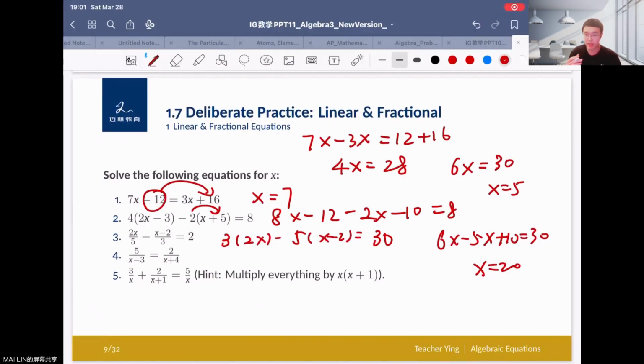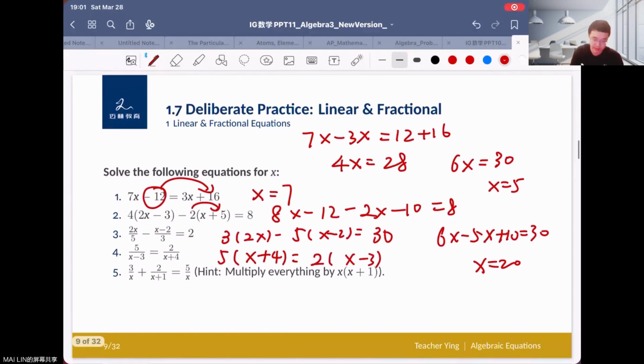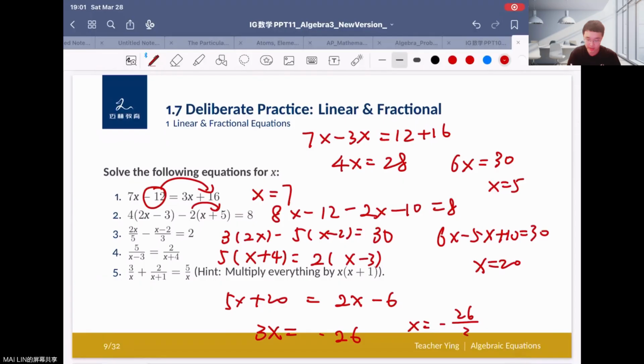And for the fourth problem, you can first multiply by x minus 3 and x plus 4 on both sides. Then it becomes 5 times (x plus 4) equals 2 times (x minus 3). Okay. Now you can expand the brackets. 5x plus 20 equals 2x minus 6, right? And you can move x to one side and the constant numbers to the other side. So it's 3x equals negative 26. So it's x equals negative 26 over 3, okay? That is the fourth problem.